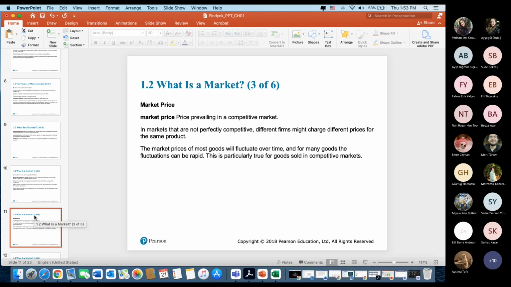And the market price prevailing in a competitive market. So in a market that is not perfectly competitive, different firms might charge different prices for the same product. The market prices of most goods will fluctuate over time, and for many goods, the fluctuations can be rapid. This is particularly true for goods sold in competitive markets.